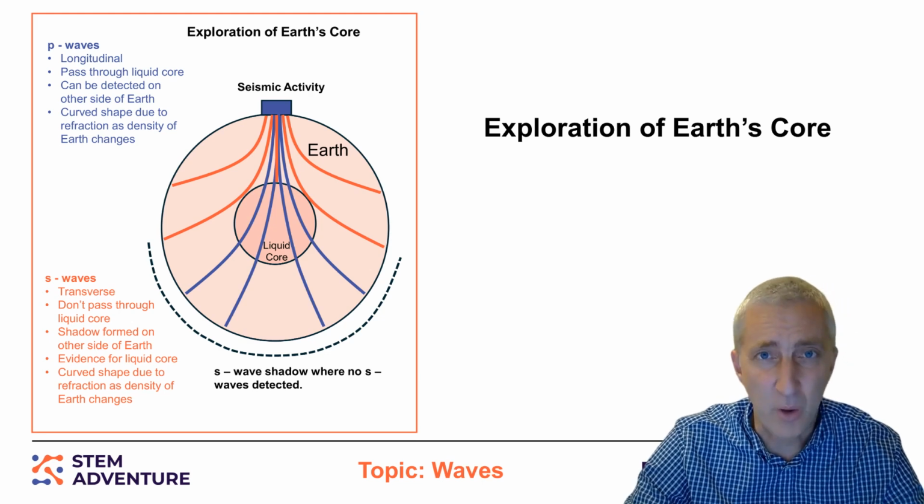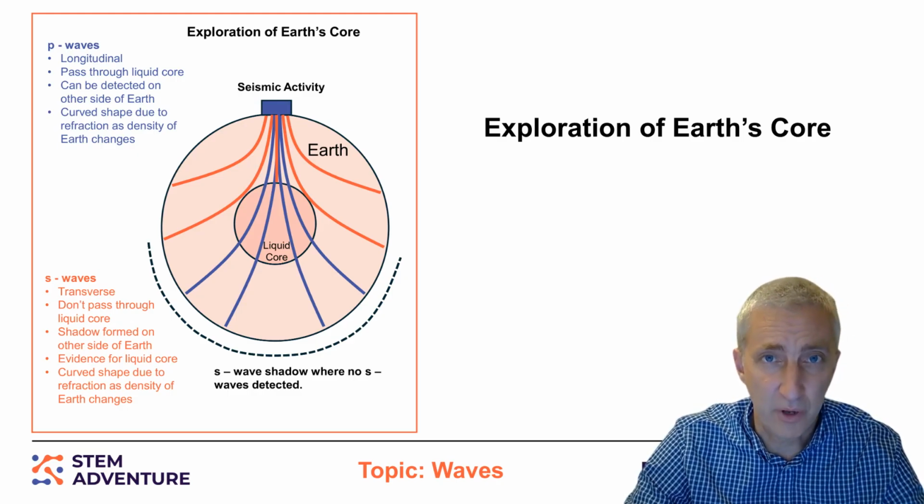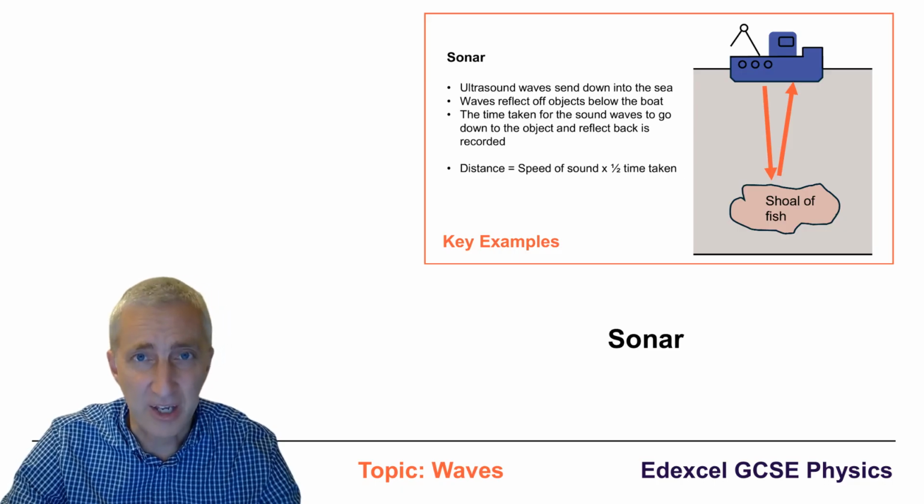Some examples of how waves are used in the real world need to be understood in detail. For seismic studies of the Earth, you need to know the difference between P and S waves and how this can be used. For sonar, waves are used to detect objects under the sea.